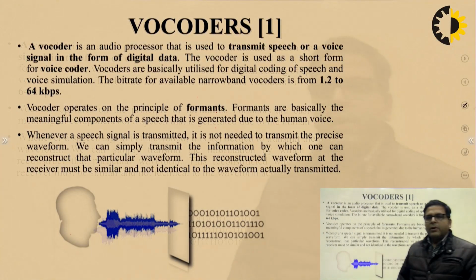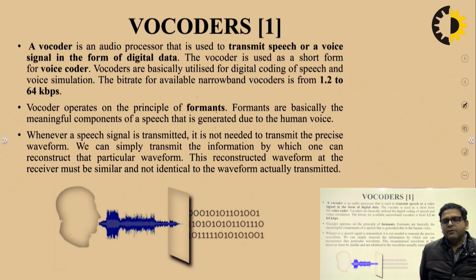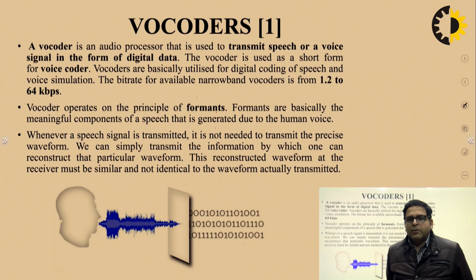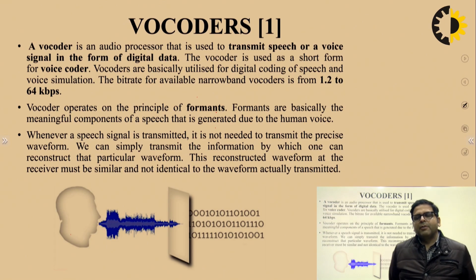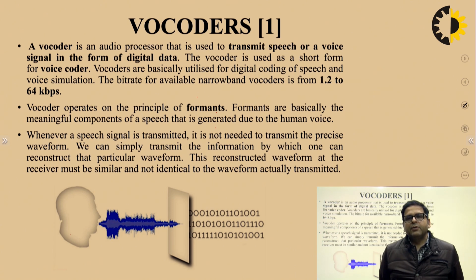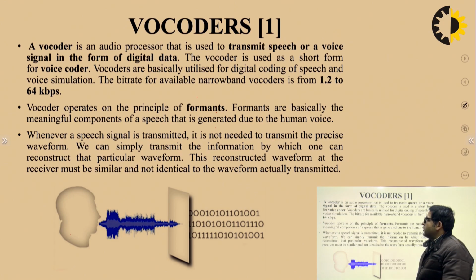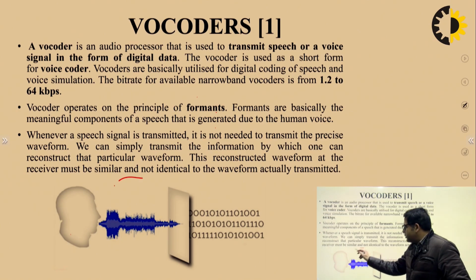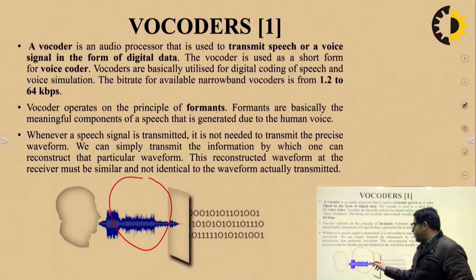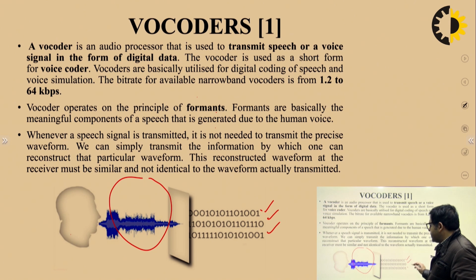When we talk about vocoder, vocoder basically stands for voice coding. Before the vocoders, there was always a problem of how to analyze and synthesize human speech. To solve this problem, vocoders were proposed. In vocoders, we analyze as well as synthesize human speech to artificially create it. A vocoder is an audio processor that is used to transmit a speech or voice signal in the form of digital data. This is shown in this figure, in which a human voice is translated into a sequence of binary digits.